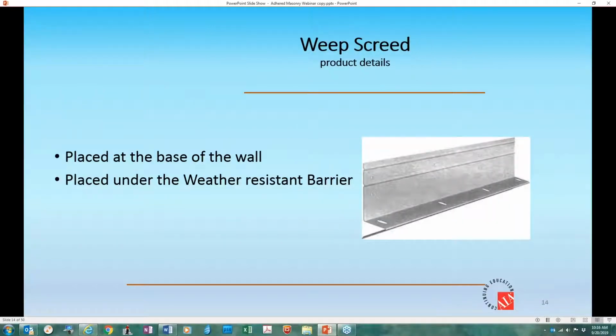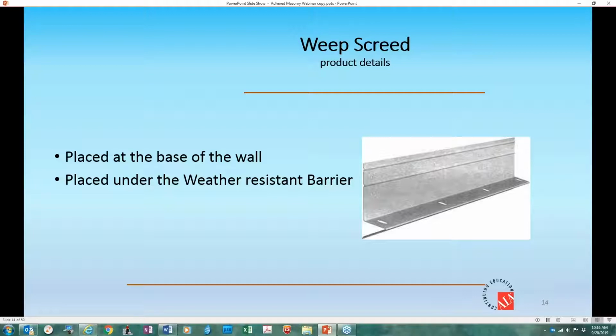Weep screed. It's a product that is not mandatory. However, weep screed is typically a galvanized metal or a durable plastic strip placed at the base of the wall. It's usually 3.5 inches tall, and it's always fastened to a stud, or if it's concrete, back up into the concrete block. This product is, again, not mandatory, but is really worth the effort and the expense.